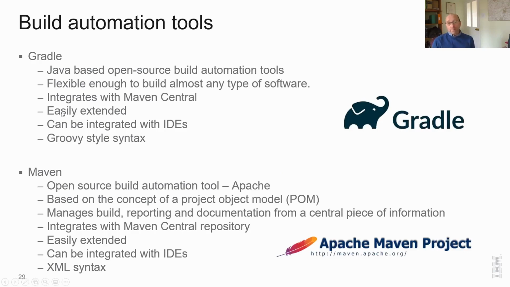So comparing Gradle and Maven as automation tools. So this is separate to Maven Central, which is a repository. We've got Gradle and Maven as two tools, which are open source build automation tools. We've got Gradle, who's famous for its little elephant, and we've got Maven as part of the Apache Foundation. Gradle is a very flexible Java-based build system with a Groovy style syntax, whereas Maven is based around this POM model, the project object model, integrates, of course, with Maven Central with an XML-based syntax.